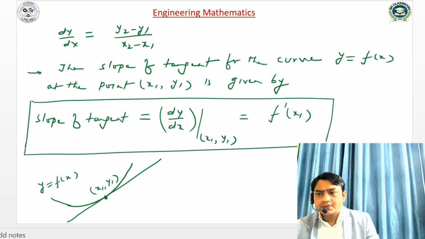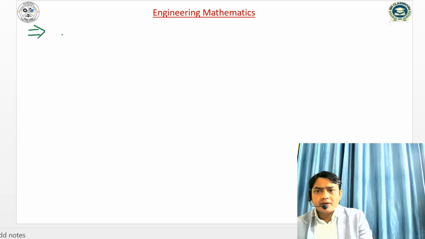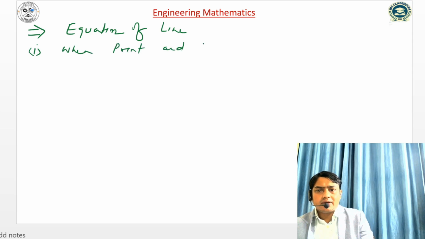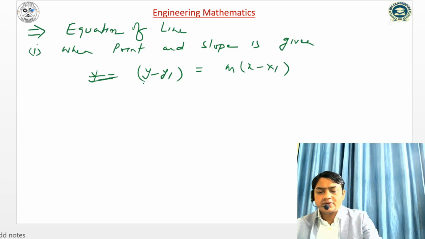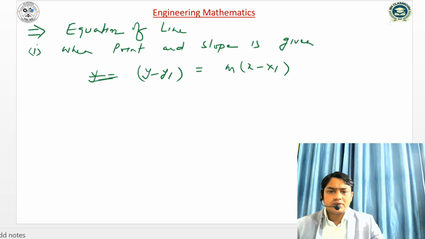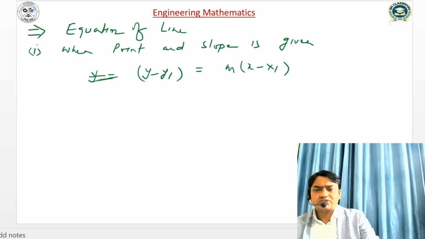So the equation of a line can be written as follows. Equation of line when a point and slope are given. So we can write y minus y1 is equal to m into x minus x1. So this will be the equation of the line when our slope m is given and one point is given. So here the point is x1, y1 and the slope is m.